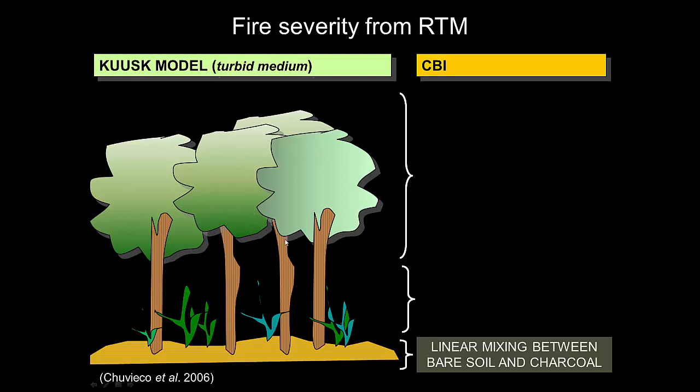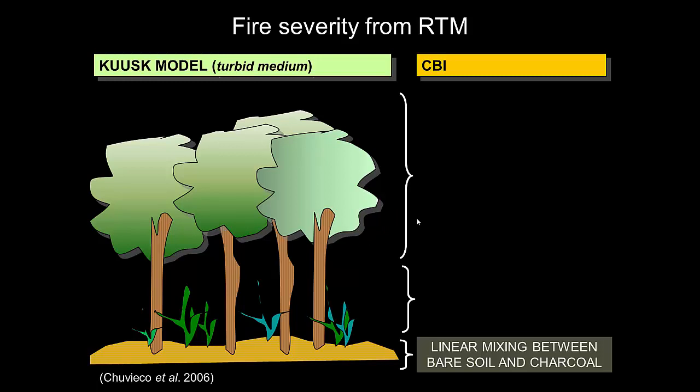that estimates the reflectance of a forest that can be divided into three layers: the soil, the intermediate strata or understory strata, and the canopy strata. So this model was used to simulate different levels of CBI.